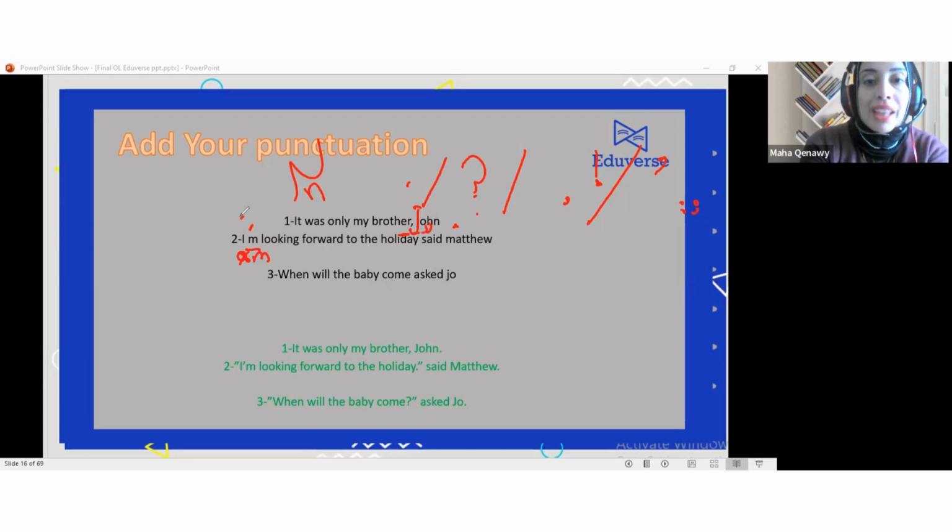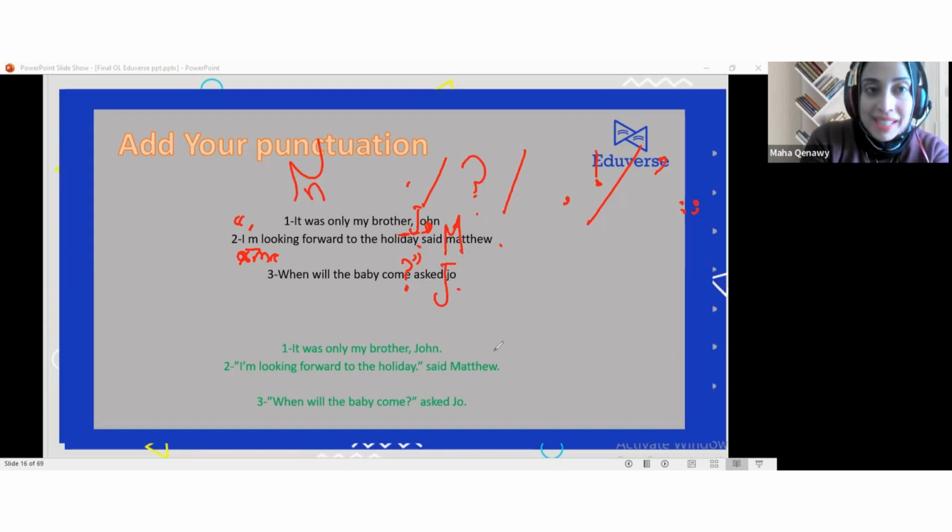This is the speech that Matthew said, so I have to put it between inverted commas or speech marks. Yes, this is the speech that he said, Matthew, and full stop. When will the baby come? Asked John. Asked, said that. So I have to put this between inverted commas. Is it a statement? No, it's a question. So please add a question mark before you close the speech marks. Then asked John.